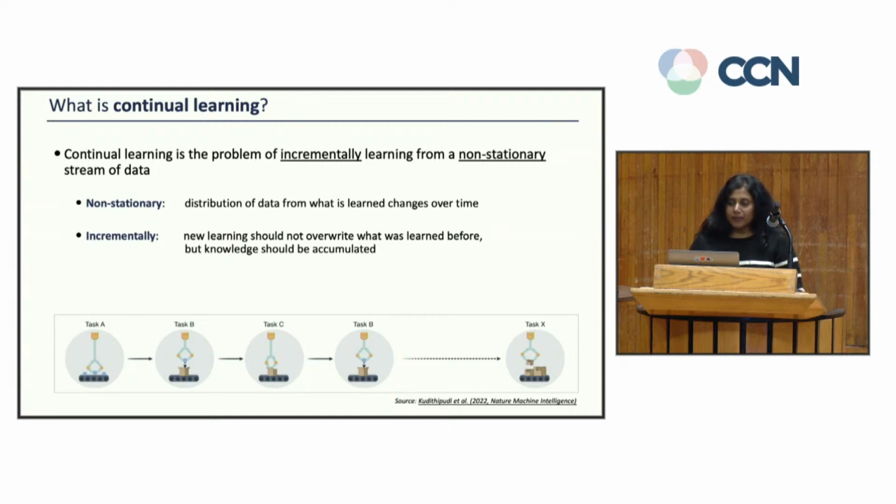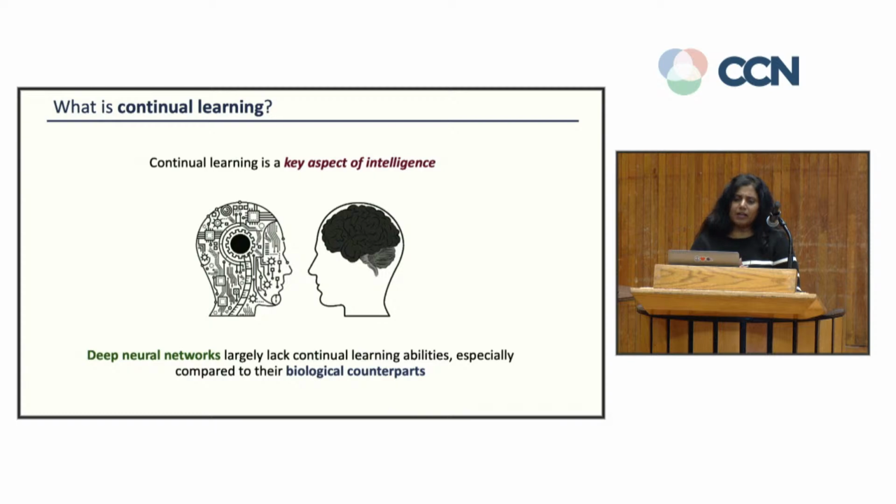So this seems to be a key aspect of intelligence, and as we have seen, humans arguably seem to be better at learning continually throughout their lifetime. However, a lot of deep neural networks largely lack this ability of continually learning, especially when we are comparing this performance with the biological counterparts.